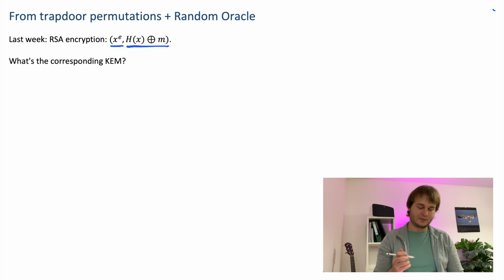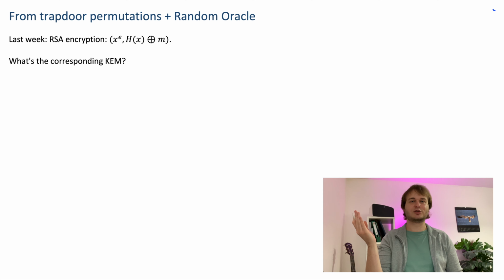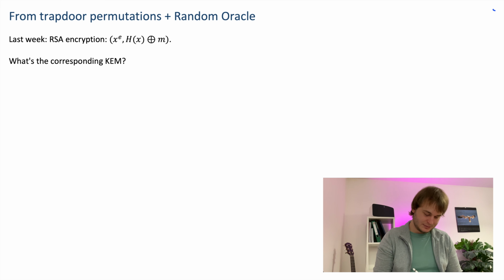And then the security proof was basically, in order to gain any information about the hidden message m, you would have to query the random oracle for x, and that should be hard, because just given x to the e, you should not be able to recompute x without the trapdoor. But with the trapdoor, you could take this x to the e, raise it to the power of d, get x back, then you can hash that, and you have your message back. So what does the corresponding KEM for that look like? So this is pretty straightforward.